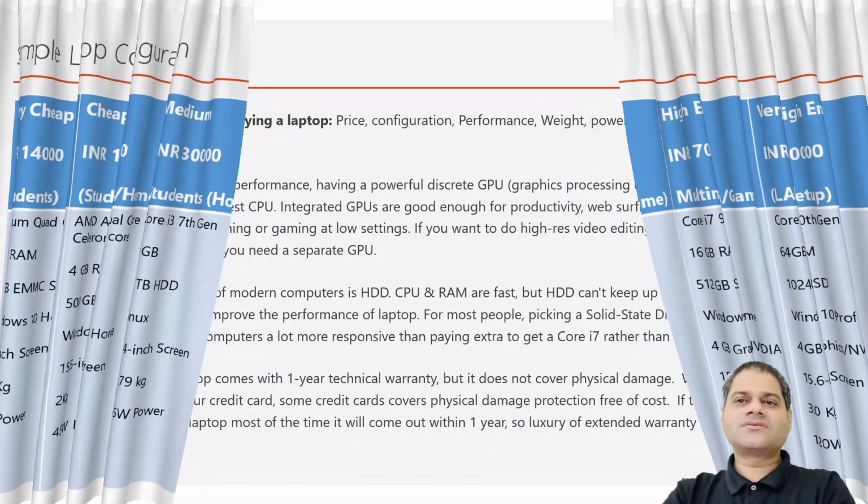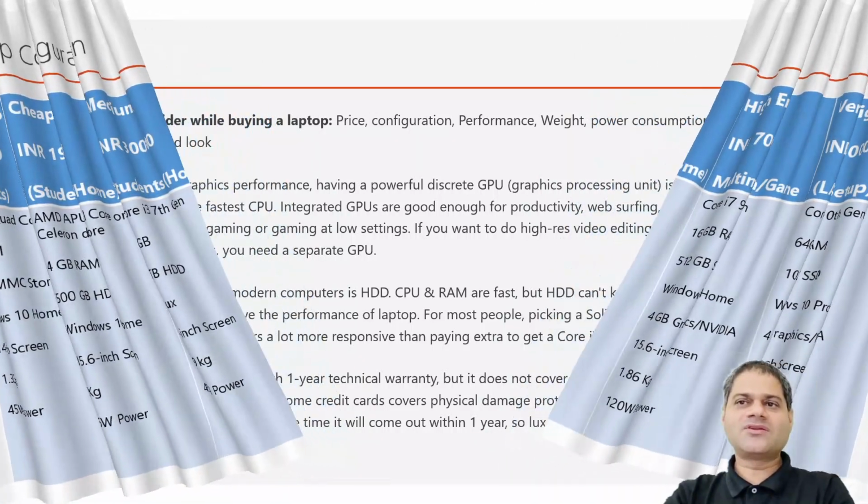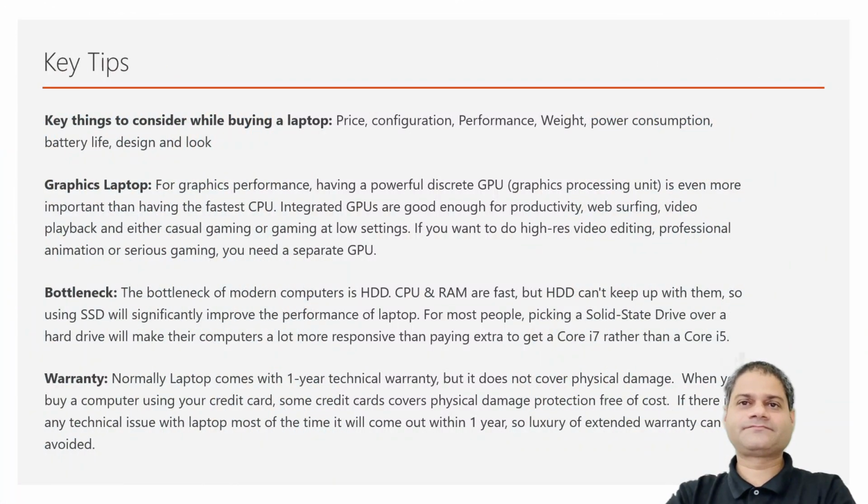To summarize and conclude this presentation, let me give you the key points you need to keep in mind while buying a laptop. They are price, configuration, performance, weight, power consumption, battery life, design, and look. You need to balance these parameters to get a suitable laptop tailor-made for your budget and requirements.